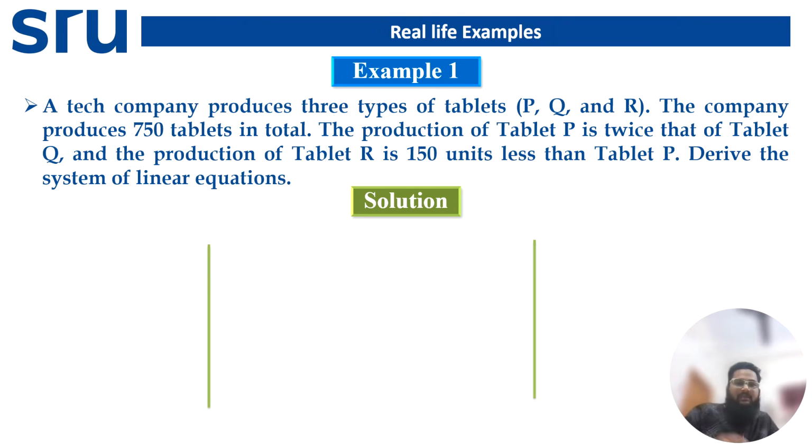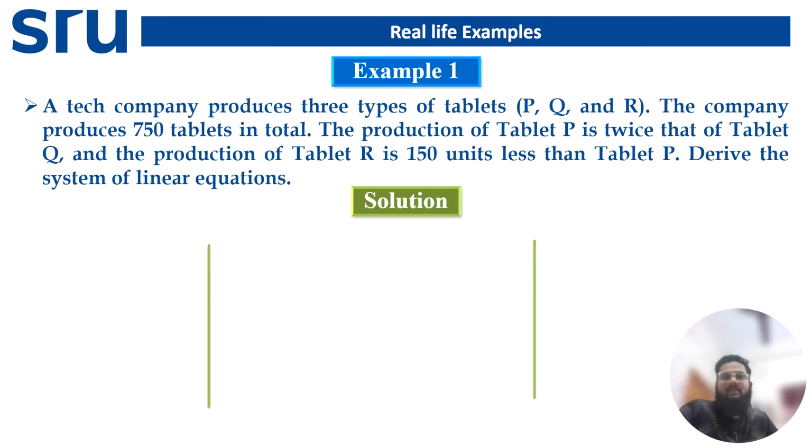Let me take one simple real-life example. A tech company produces three types of tablets, right? Suppose the tablets are P, Q and R. The total production of this company is 750 tablets. Two more constraints are given: the production of tablet P is twice that of tablet Q, and the production of tablet R is 150 units less than tablet P. So this is one simple problem.